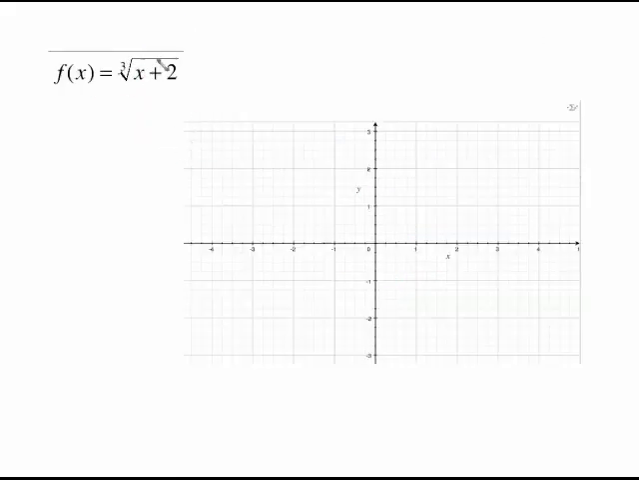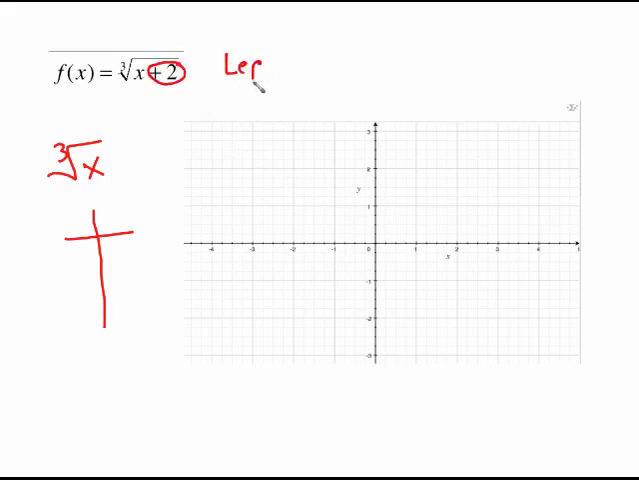All right, cube root of x plus 2. This is a basic variation on the cube root of x. We haven't looked at a t-chart yet on the cube root, so let's do that because we have to know how to start this thing. I know, looking at this, it is going to be very easy. This plus 2 is going to tell me to move all of my points to the left 2. That's the rule that we established in the last video.